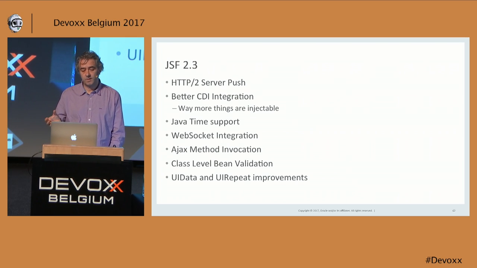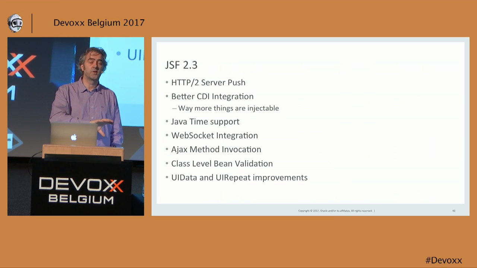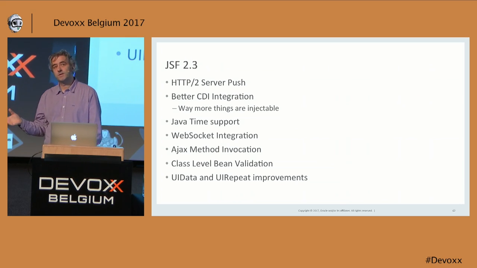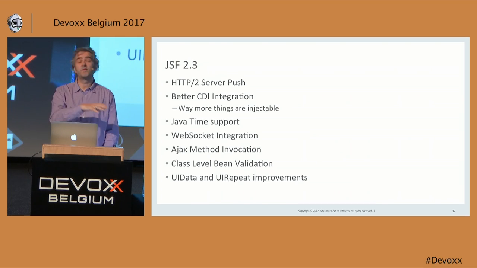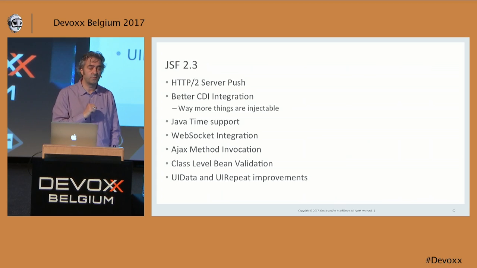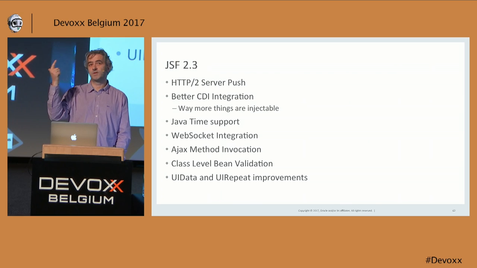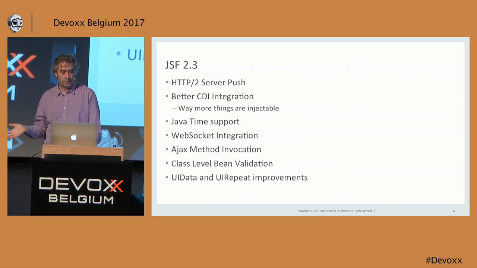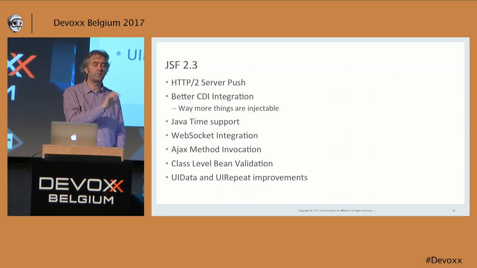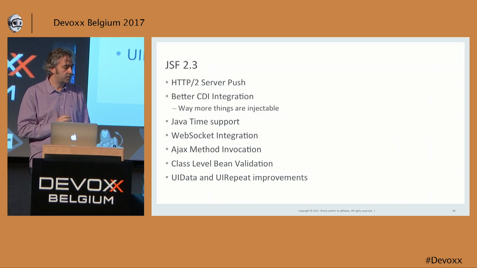But it also supports HTTP2 server push transparently. So you take an existing JSF application, you deploy it on top of Servlet 4, on top of a Java 8 application server, and automatically your JSF application will use not only HTTP2 but also server push, and you don't have to change the code for that. So this is one of the nice additions in JSF 2.3.